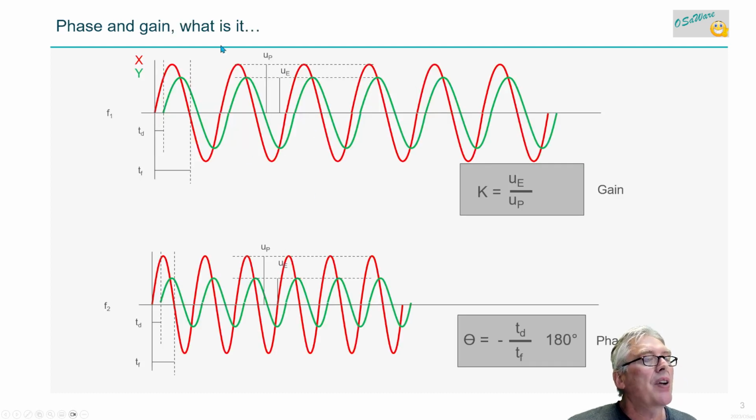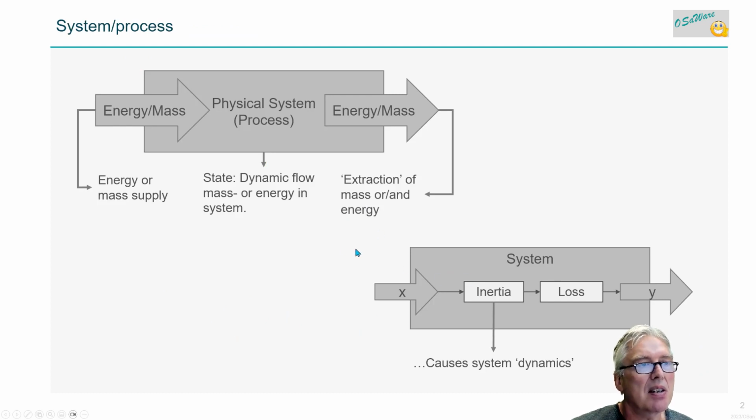And here is this phase and gain that we are always talking about when we talk about systems. The gain is that this is what I put in and this is what I get out, and the gain is the ratio between what I get out and what I put in. So that is it. And then we talk about the phase, which is caused by this inertia.